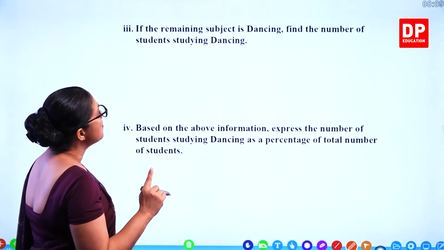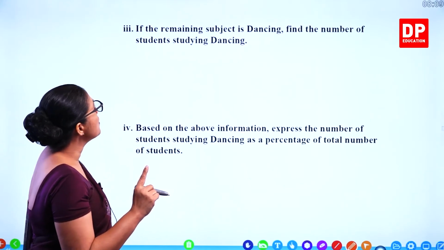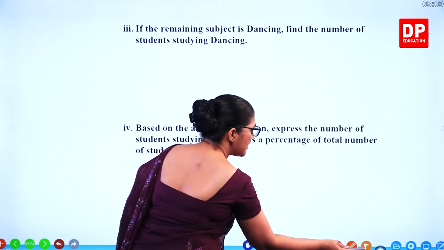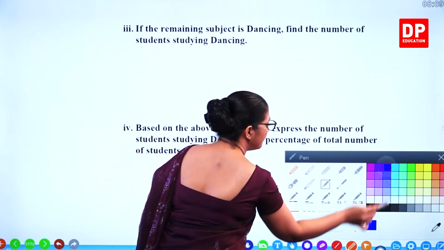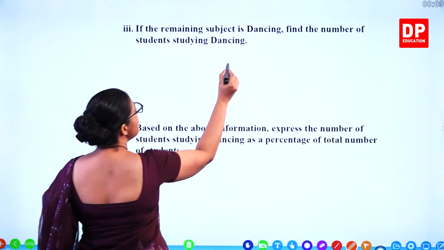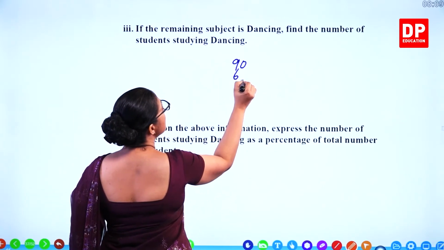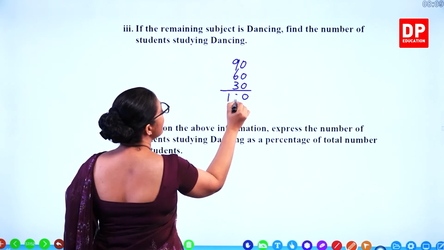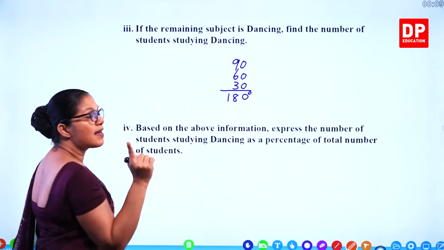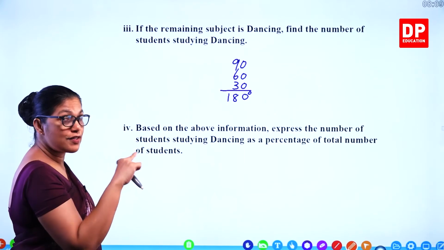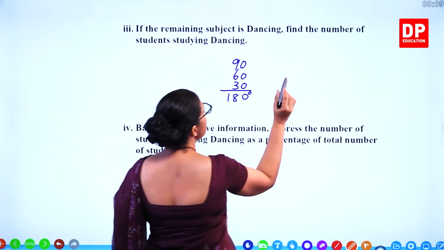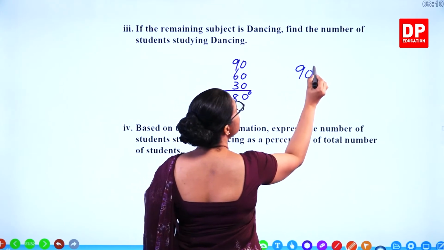If the remaining subject is dancing, find the number of students studying dancing. What's the angle you got there? 90, 60, 30 we got. What's the total? 180. So that means dancing is 180 degrees. We got a straight line. So 180 for dancing, and 90 degrees.